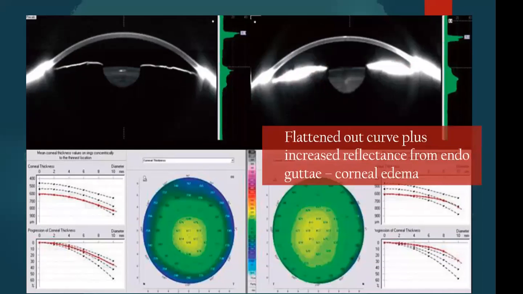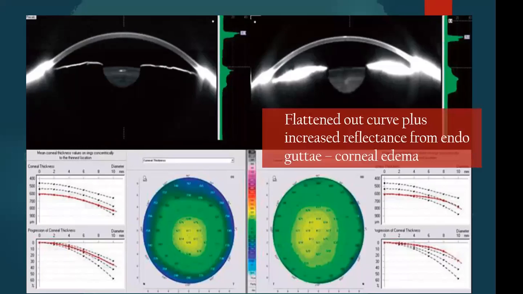So it's basically a flattened out curve with increased reflectance from the corneal guttae, as in a case of Fuchs endothelial dystrophy, which has resulted in corneal edema. So this sometimes also helps us to pick up the guttae that we might have missed on slit lamp examination.